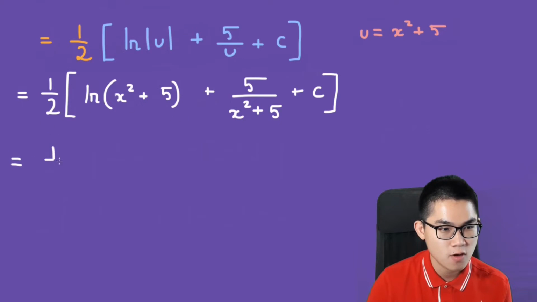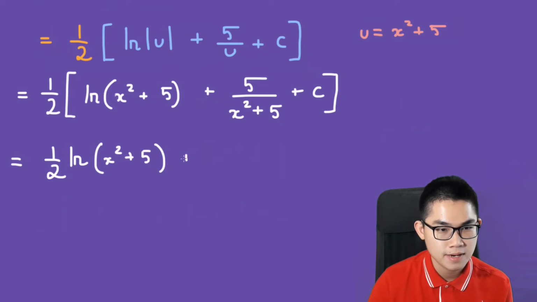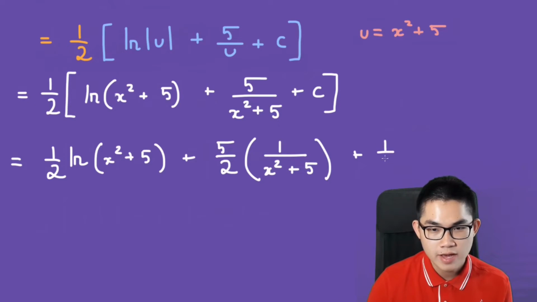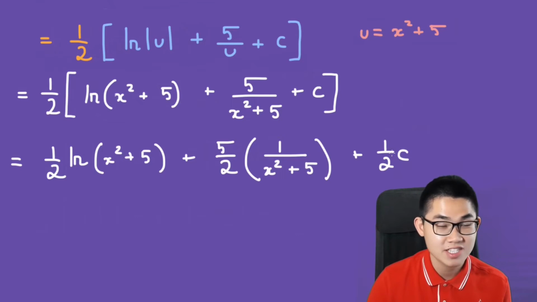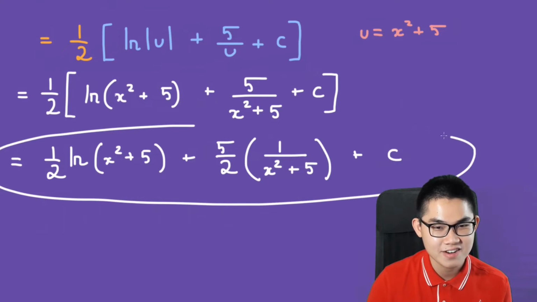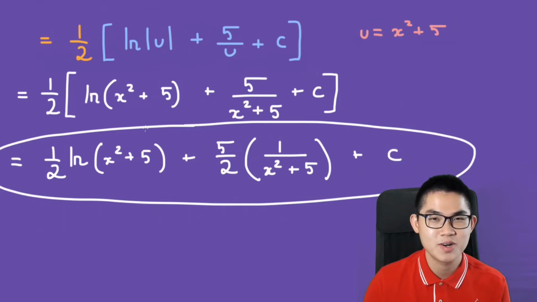Then we have 1 over 2 times ln of x squared plus 5 plus 1 over 2 times 5. That gives us 5 over 2 times 1 over x squared plus 5 plus 1 over 2 times c. Okay, but since c is just a constant, you don't need to write 1 over 2 times c. We can just write it as c. So that's it. This here is the answer to that integral. The integral of x squared over x plus 1 to the power of 3 dx.